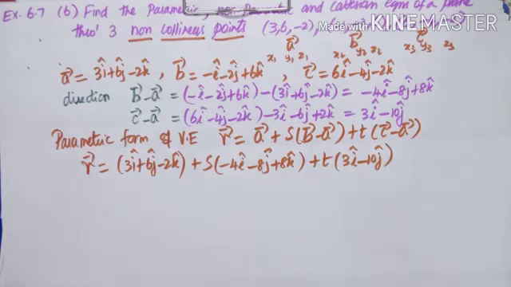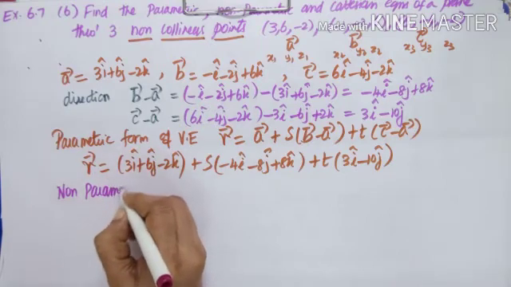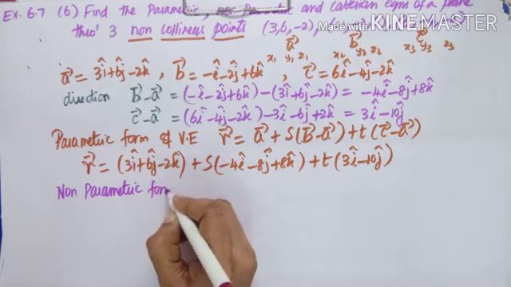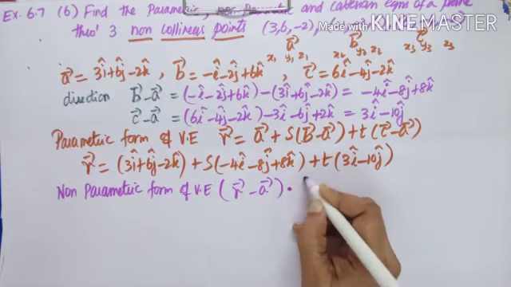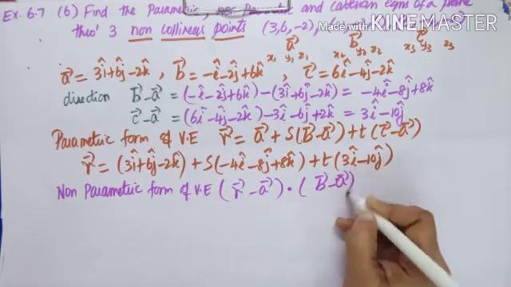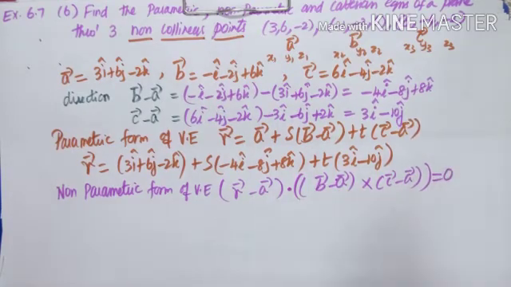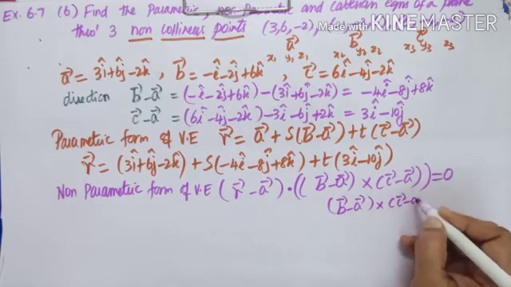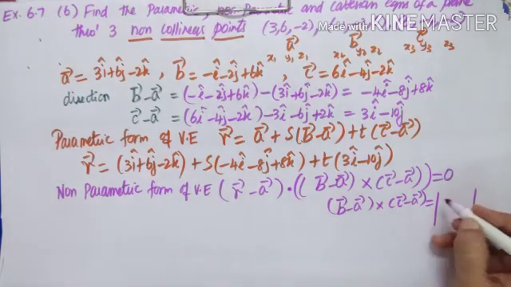Next I have to write the non-parametric. So what is the non-parametric form? We remember the formula. It is dot and cross. So non-parametric form of vector equation is R minus A dot B minus A cross C minus A equals to 0. So first I have to perform what is B minus A cross C minus A. Remember, we put determinant ijk.